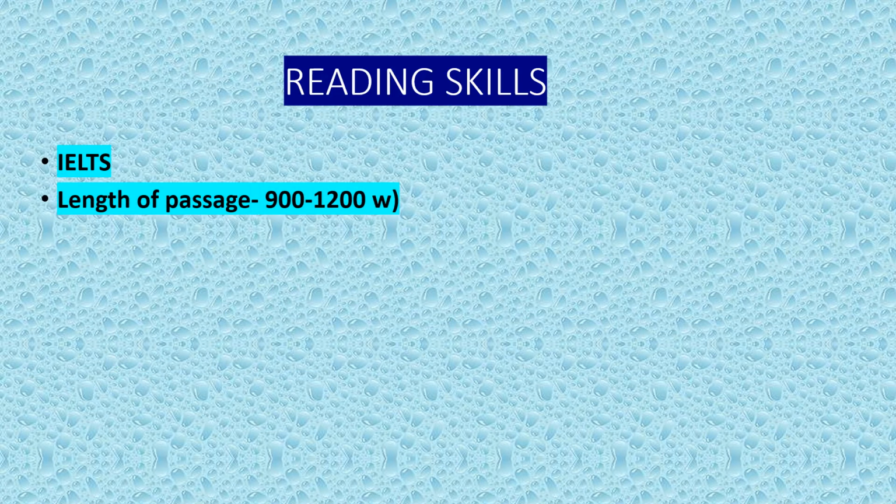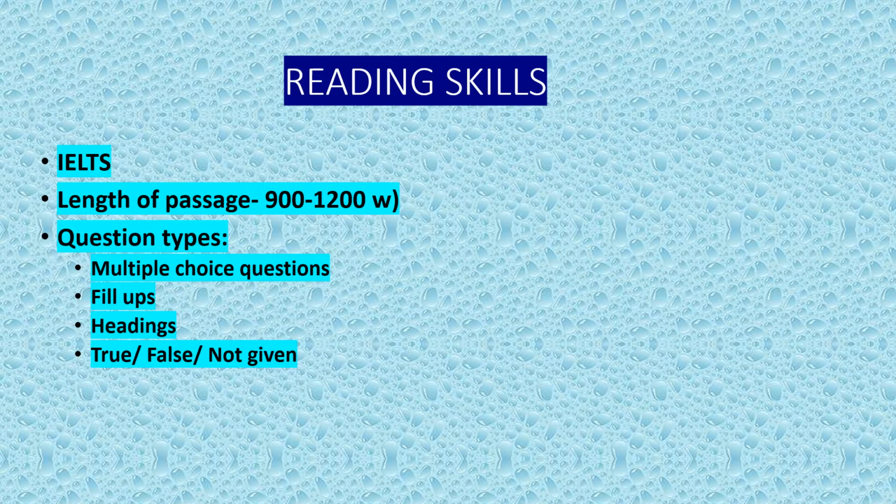Now moving on to the reading skills. When it comes to IELTS, the length of the passage is generally between 900 to 1200 words, and the question types that you mostly get are multiple choice questions, fill in the blanks, headings, matchings, or true, false, and not given. And the same has been discussed in my earlier videos on IELTS to get more information about the different question types.